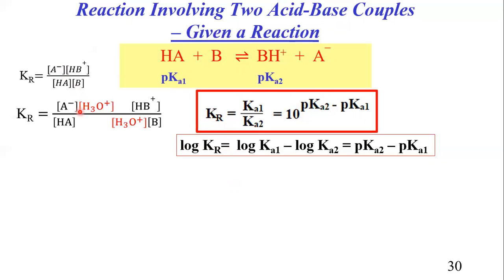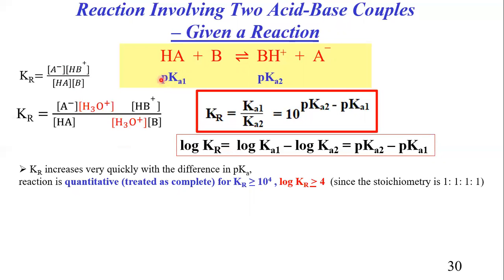And so you really don't have to do all this, though I will do it in the examples that are going to come in your problem set, but you don't really have to. We can get the Kr directly by applying this type of equation. Now, if we have a slight change in pKa values, you will see that the Kr increases or decreases very, very quickly.